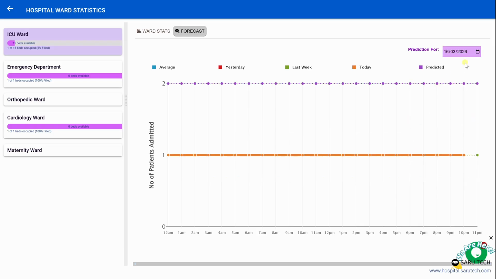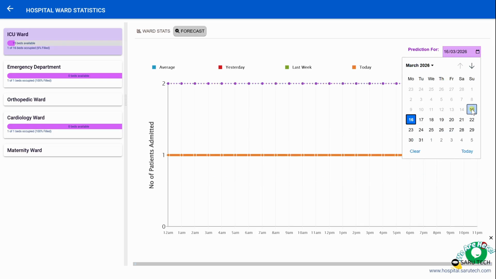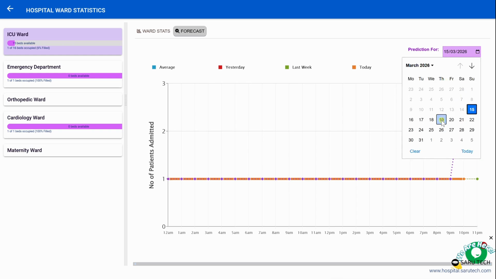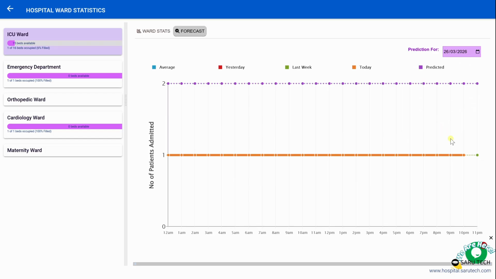Alongside the prediction, the system also displays the average number of admissions per day for the ward, the number of patients admitted yesterday, the number of patients admitted on the same day last week, the number of patients admitted so far today. This data is presented in a visual chart, making it easier to identify trends. To change the prediction date, simply use the date picker and select the day you want to analyze.